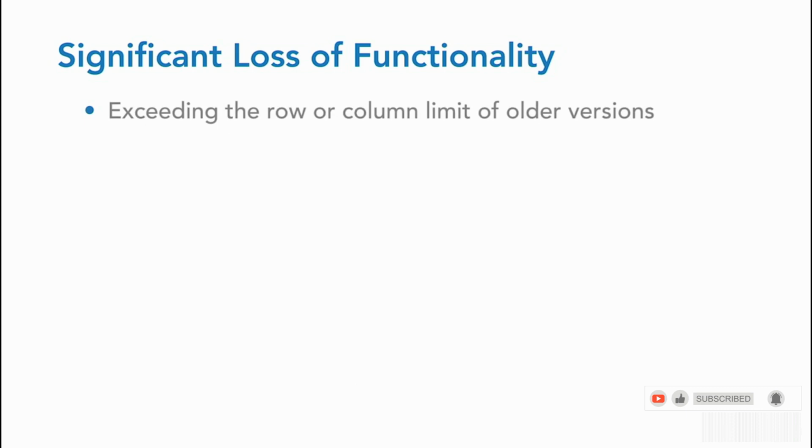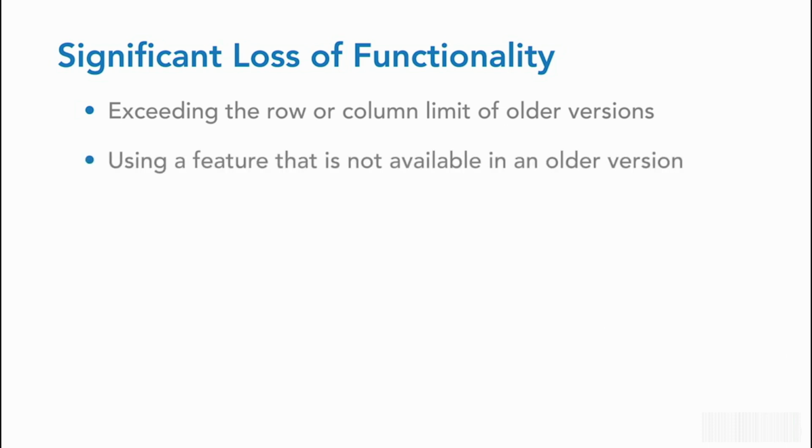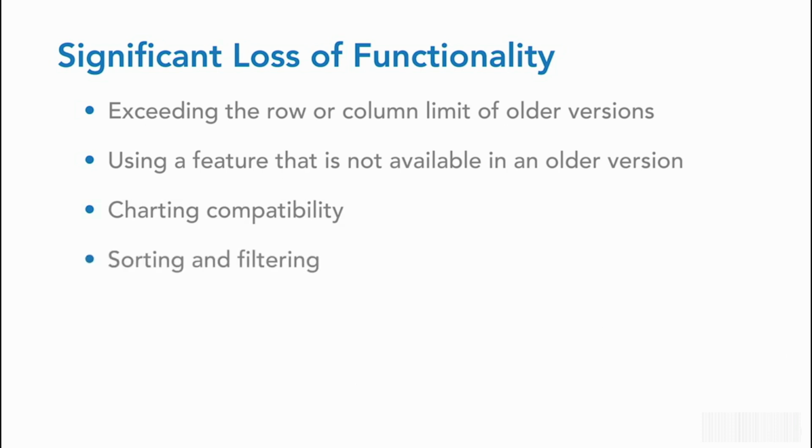Common issues that can cause significant loss can be triggered by exceeding the row or column limit of older versions of Excel, or using a feature in a newer version which didn't exist in an older version. Charting compatibility issues will always cause a significant loss of functionality, as will some sorting and filtering features.